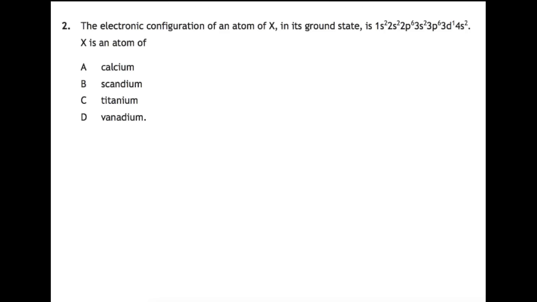Question 2. The electronic configuration of an atom of X in its ground state is given. So if you add up the number of electrons that you have here, it's 21. We have an atom, not an ion, so that means this is the same as the atomic number. If you look up atomic number 21 on the periodic table, you will find that it is scandium.